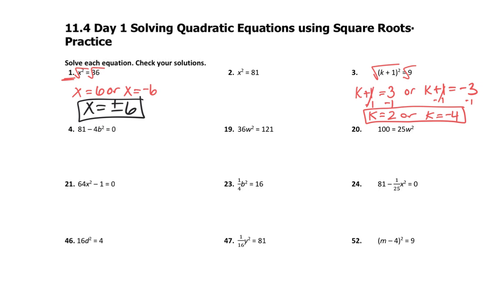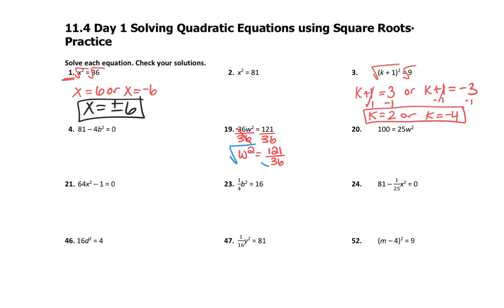Let's say we have one like number 19. On this one, I notice that I've got multiplication and I've got an exponent. Well, that exponent's only with the w, right? So I've got to start by dividing both sides by 36 so that we can work on isolating that variable. Now, you might notice when you go to type that in, you're going to get a really ugly number. I'm going to keep it as a fraction, and really I just did this because I notice right away 121 and 36 are both perfect squares. And so w squared equals 121 over 36.